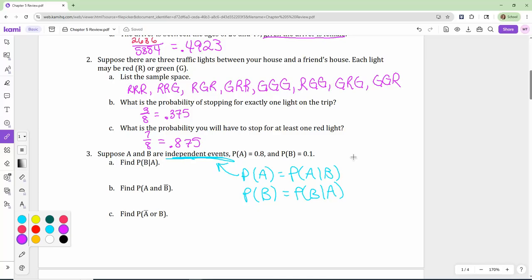If they're independent, this has to be the same as the regular probability of B, which is 0.1. So kind of a trick question. Because they're independent, knowing that you wore pink did not change the probability you came to school. Knowing something already happened didn't change the probability. It's the same as the normal probability of B.